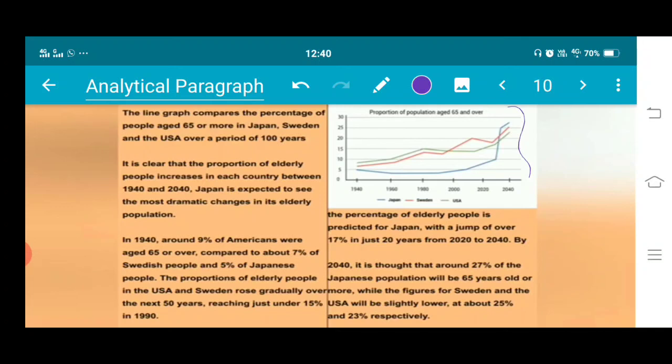The percentage of elderly people is predicted for Japan with a jump of over 17% in just 20 years from 2020 to 2040. Then the conclusion, we are concluding this. This actually I have written here by mistake, this should be in the line below. So by 2040, it is thought that around 27% of the Japanese population will be 65 or more, while the figures for Sweden and the USA will be slightly lower at about 25% and 23% respectively. So that's how you have to do an analytical paragraph.